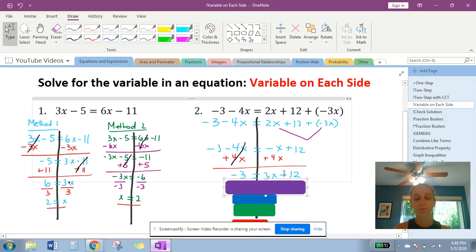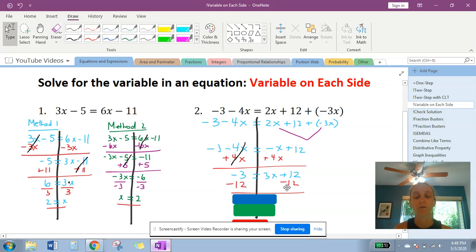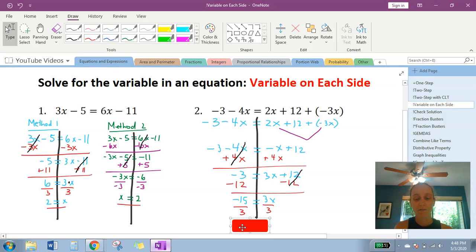So if I want to get rid of positive 12 here, I need to subtract 12, or add 12 negatives. So I have my 0 pair, and then I'm left with 3x equals negative 15, and I'm going to divide by 3 on each side, and I would get that x is equal to negative 5.